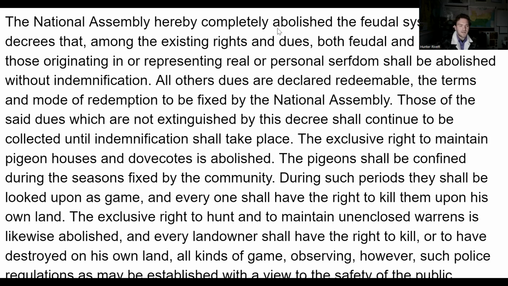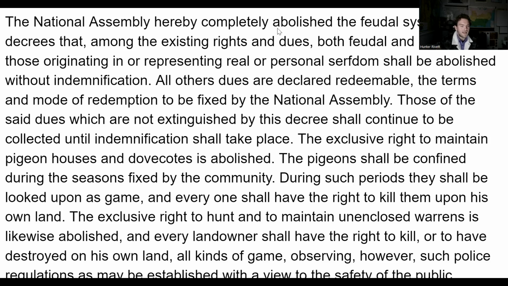The exclusive right to maintain pigeon houses and dove cotes is abolished. If you want to have a pigeon and a dove, you can. No longer does a feudal lord get to go out and go bird hunting because it's their land. No, it's everyone's land, right? Also, pigeons were used for communication. Pigeons have a homing ability, and so people with money could communicate via pigeon and letter. That was practiced until World War II, by the way, by our own militaries.